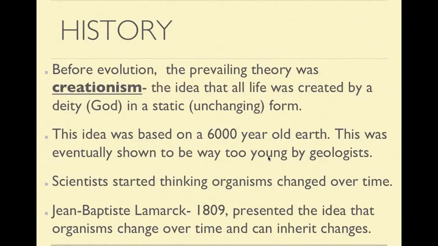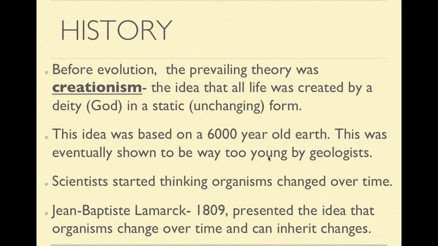So a little bit of history on this. Before we had the theory of evolution and natural selection, the prevailing theory was creationism. It was based on the idea of God making everything in a static or unchanging form. The timeline was also based on biblical genealogies, which said that the earth was about 6,000 years old. But in the 1700s and 1800s, scientists started getting geologic data that said for all of this stuff that we're finding in the geologic record to have happened, there had to have been way more time than just 6,000 years.